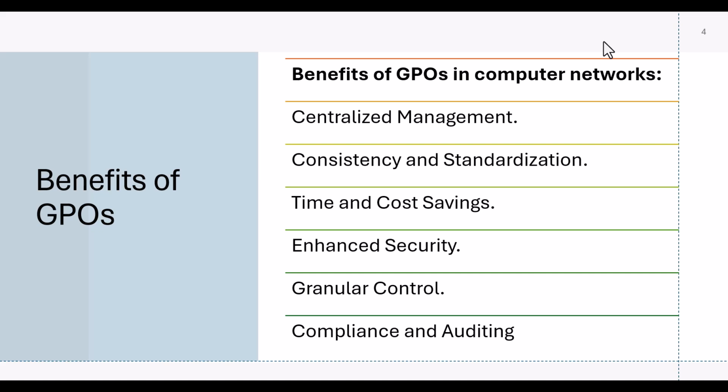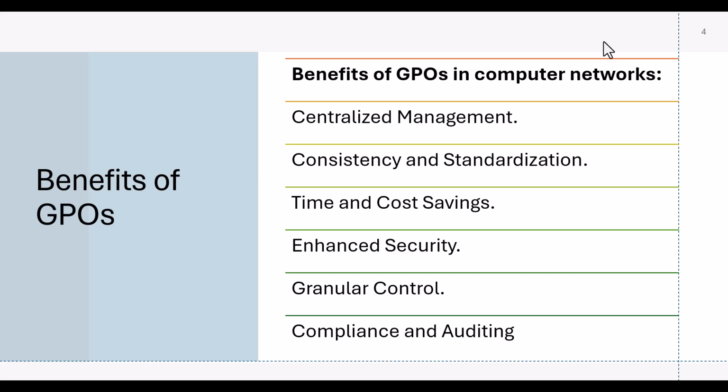And then the last one that we will talk about is compliance and auditing. In terms of compliance and auditing, GPOs help organizations meet regulatory compliance requirements by enforcing policies and configurations that align with industry standards. GPOs also provide auditing capabilities, allowing administrators to track policy changes. So you can track the changes in the policies that you create, monitor the user activities in these policies, and then generate reports for compliance purposes.